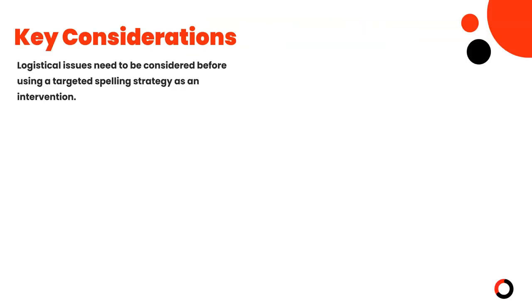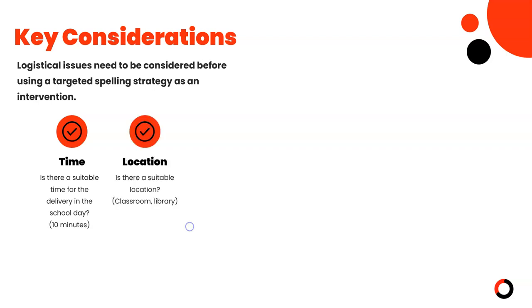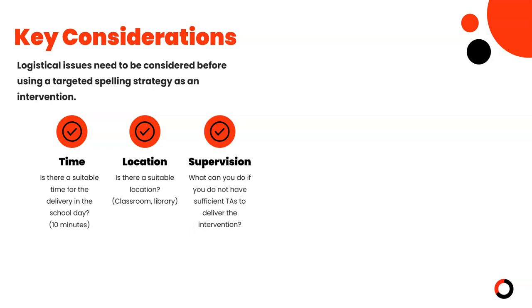So key considerations. Logistical issues need to be considered before using a targeted spelling intervention. So is there a suitable time of the day for this to be delivered? The location, whether this be classroom or in the library or somewhere quiet in the school. Supervision. If you don't have enough teaching assistants to deliver this intervention, then what you can do is, if you have 2-form entry, we do have another trial, which is at class level. So you can look at that one.